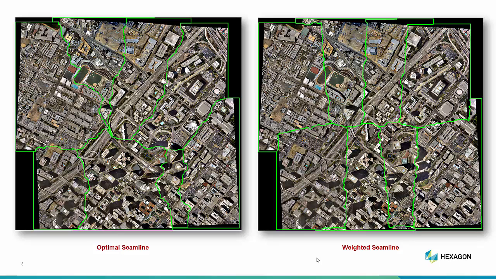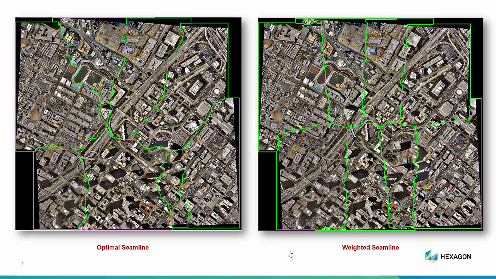So for the same data we just ran now, I have the result from optimal seamline on the left and the weighted seamline on the right. While the weighted seamline method gives higher weight to finding seamlines around the nadir area, optimal seamline generation focuses more on avoiding feature-rich areas, which makes it generate much better result in urban areas.